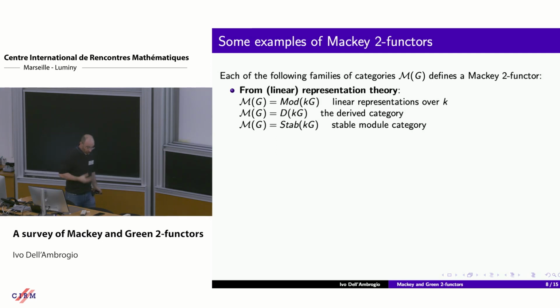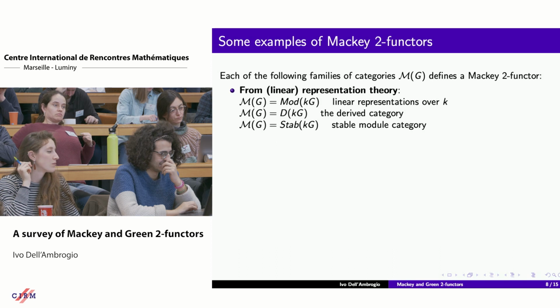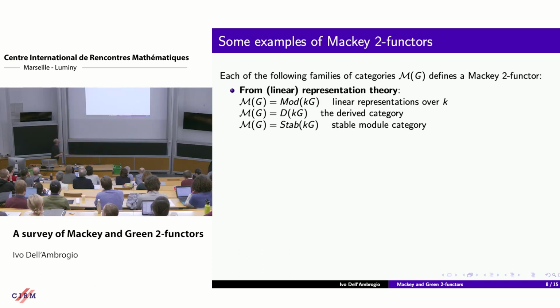So our original motivation was from representation theory, and maybe I should say linear representation theory, where you look at just linear representations over some field K or commutative ring K. So you can have the abelian category of representations, or its derived category, or its stable category, so these are triangulated. And then you have the rest of the structure. It's well known, it's been used for a long time, very useful, and it gives you examples.